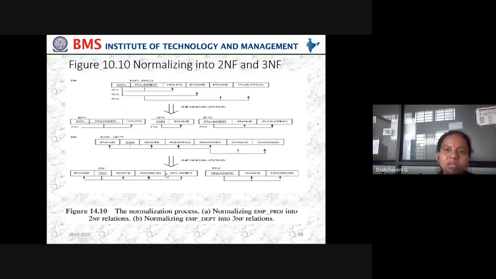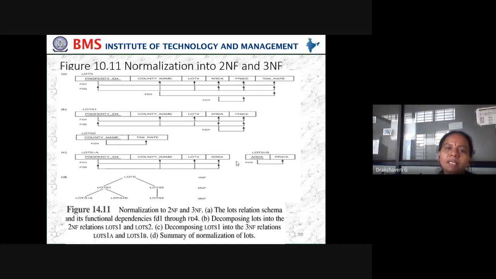Then we have seen about this 2NF and 3NF. That is employee project, and this is divided into three: employee 1, employee 2 and employee 3. So in this table, you can see this is functionally dependent on social security number. The employee is working how many hours? So like this, we can decompose the table into three tables. Similarly, employee department can be decomposed into two. Then the normalization into second normal form and the third normal form.